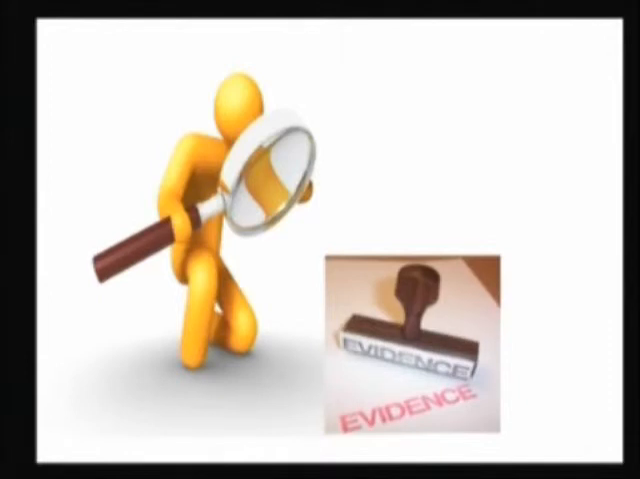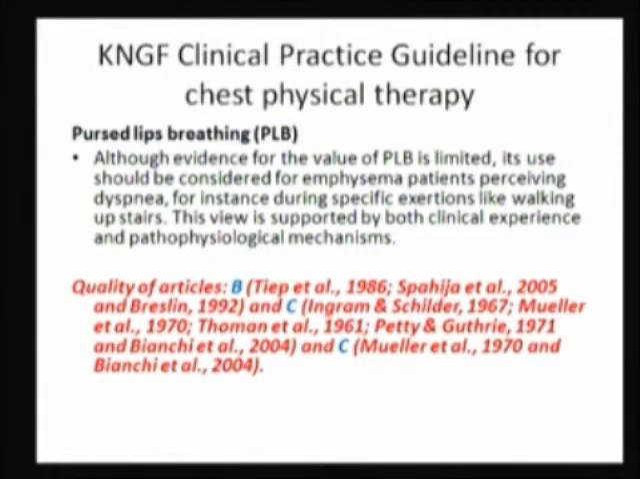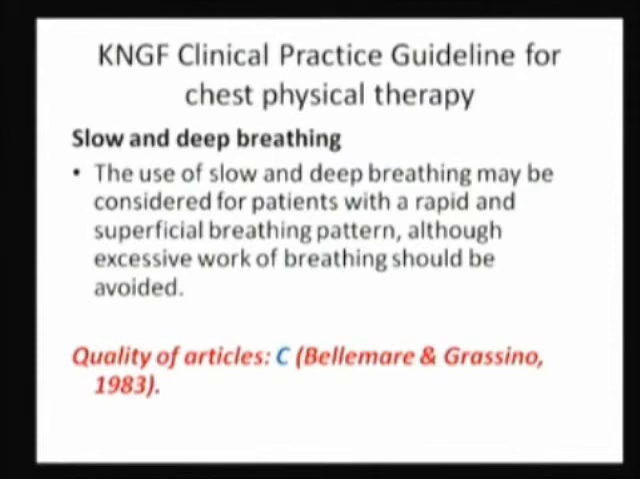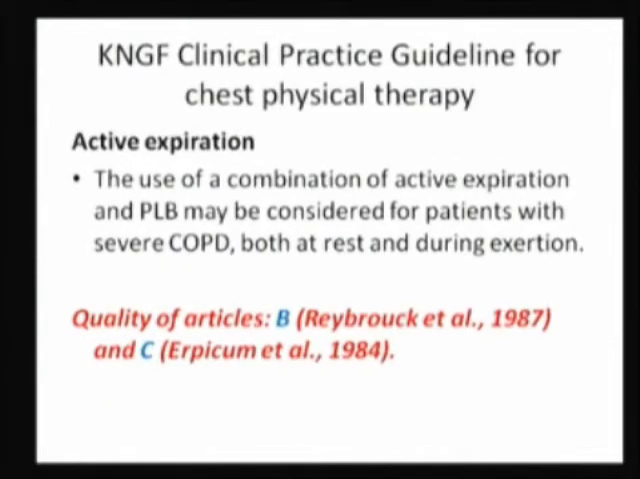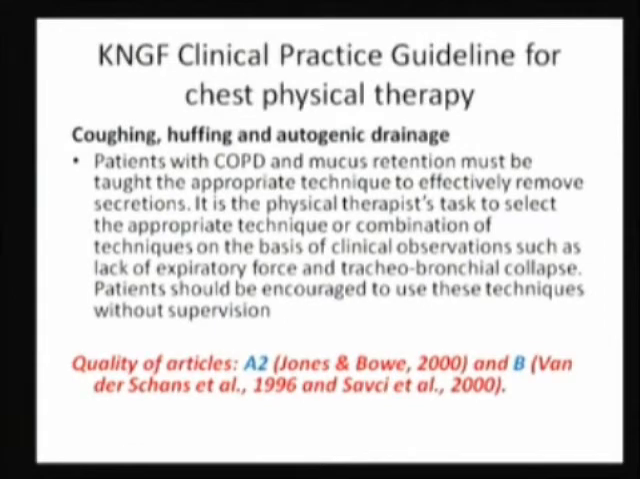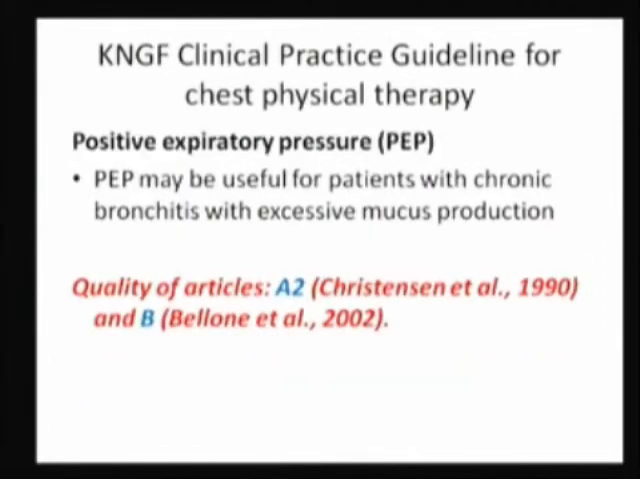Is what we are saying theoretical, or is it evidence? Dr. Shami has spoken well about evidence in pulmonary rehabilitation, but here I'm taking just one part, mucus clearance. Among many recommended guidelines, I've chosen one. Pursed-lip breathing has been found to be quality B and C, needs more research. Slow and deep breathing, C. The active expiration, B and C. Coughing and huffing and autogenic drainage are A2 and B. And positive expiratory pressure, A2 and B.